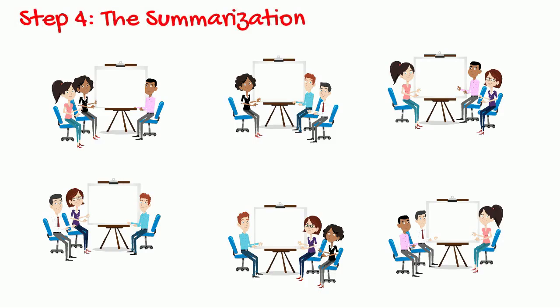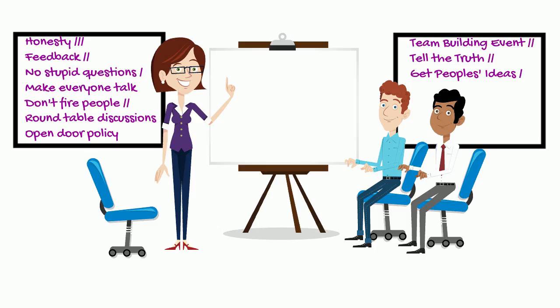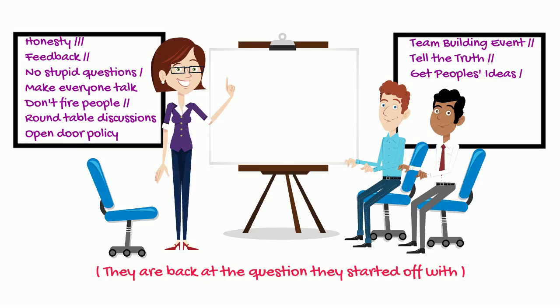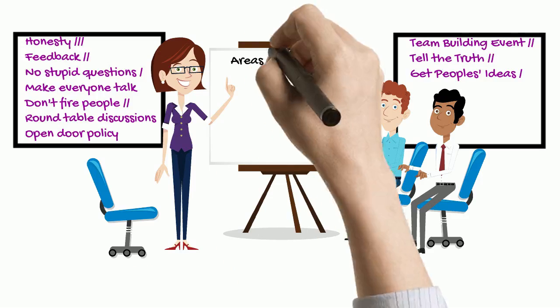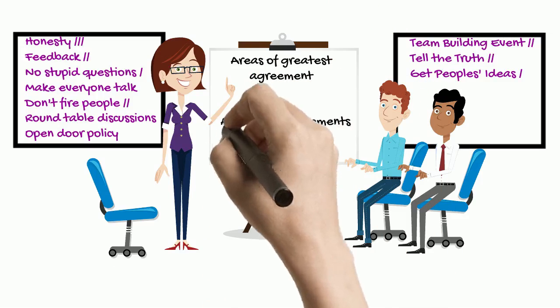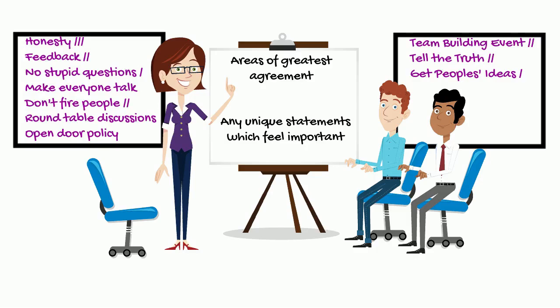Step 4, the summarization. Each of the 6 subgroups now has 20 minutes to create a 1-page summary of the information provided on the sheets for their question. This is the one they started with and are now once again standing in front of. They must identify the areas of greatest agreement and any unique statements that are important to them.